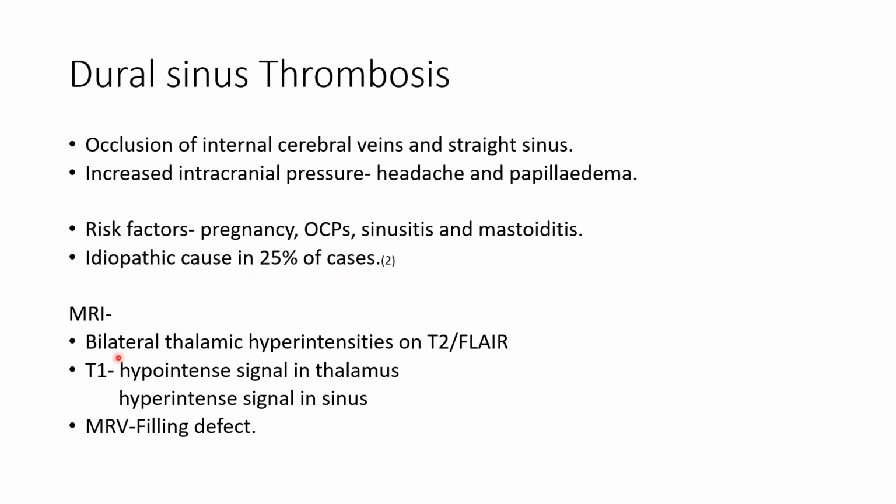MRI findings in dural sinus thrombosis leading to thalamic infarct show bilateral thalamic hyperintensities on T2 and FLAIR. T1 shows hypointense signal in thalamus and hyperintense signal in the affected thrombosed sinus. MR venogram shows filling defect.